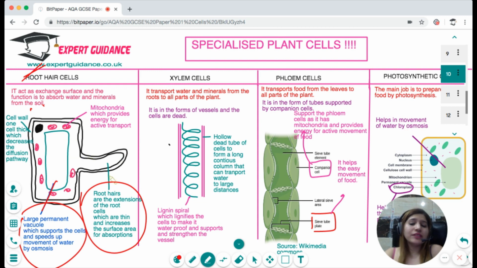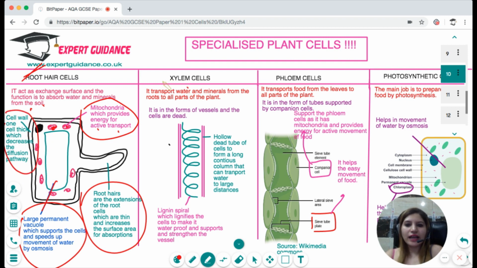At times, it's not just the diffusion through which the water and minerals move. Active transport also happens. So for that, there's a mitochondria inside the root hair cell, which provides the energy for active transport. It has a cell wall, and it is just one cell thick so that the substances can easily diffuse and the diffusion pathway is reduced.